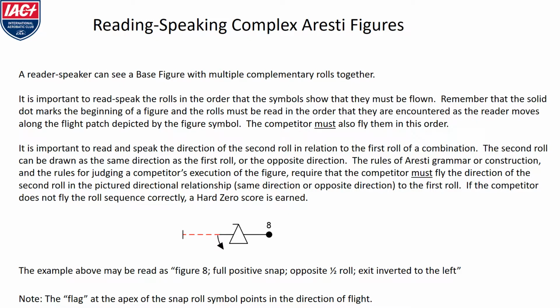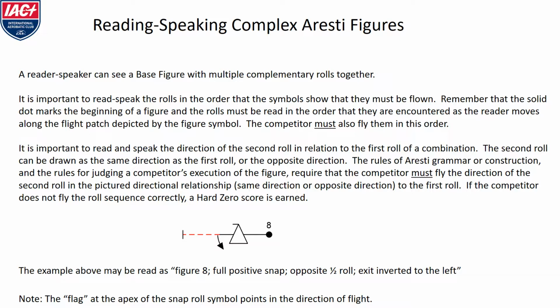Reading, speaking complex Aresti figures. A reader-speaker can see a base figure with multiple complementary roles together. It is important to read-speak the roles in the order that the symbols show that they must be flown. Remember that the solid dot marks the beginning of the figure, and the roles must be read in the order that they are encountered as the reader moves along the flight path depicted by the figure symbol. The competitor must also fly them in this order.